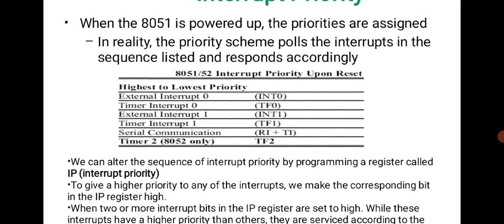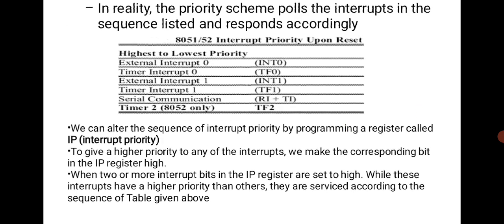We can alter the sequence of interrupt priority by programming a register called the interrupt priority register. For example, if I want timer interrupt 1 to have the highest priority, then the particular bit in the interrupt priority register has to be set. Once the interrupts are raised, say timer interrupt 1 and external interrupt 0 are both raised, the timer interrupt 1, which we set in the interrupt priority register, will be responded to first, and then the external interrupt 0, though it has the highest priority according to the table.